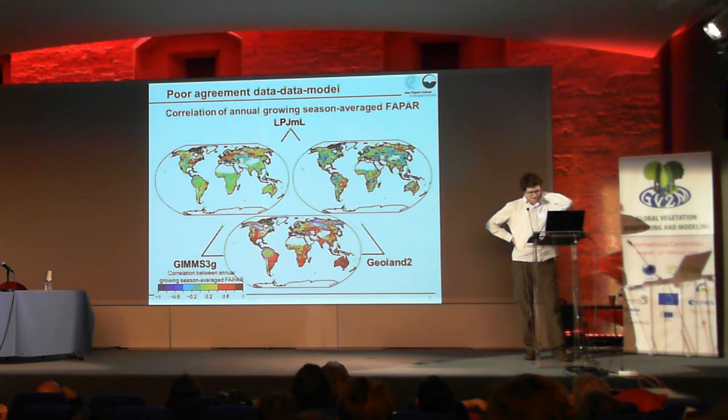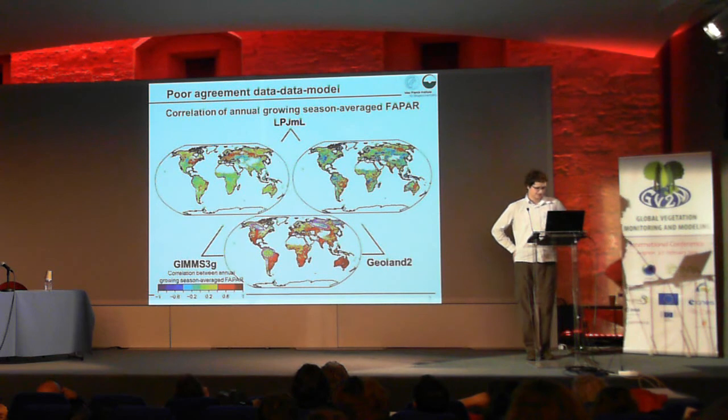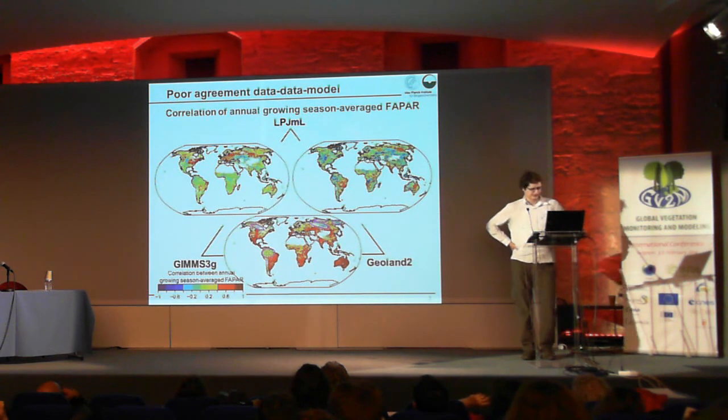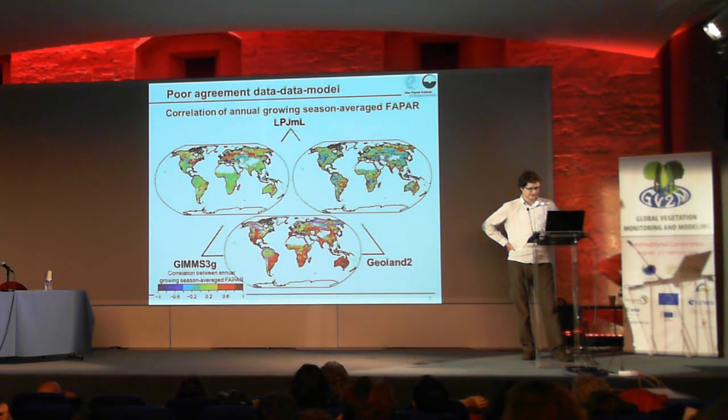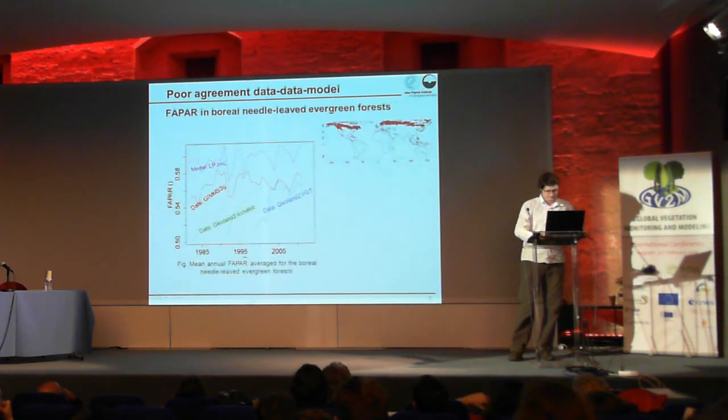Comparing to the LPJmL model version, we can see that in general the GIMMS dataset seems to agree better with the LPJ model in many of the boreal and temperate forests, but there are also, for example, in the grassland regions, where the LPJ model does not compare very well to both of the datasets.